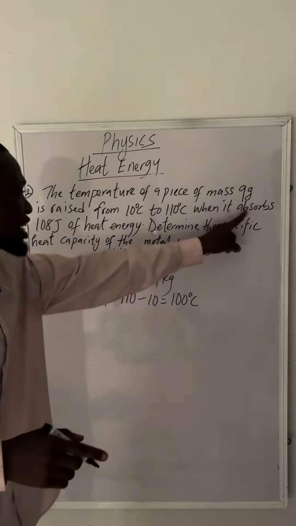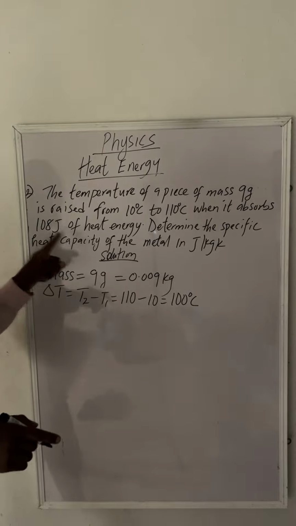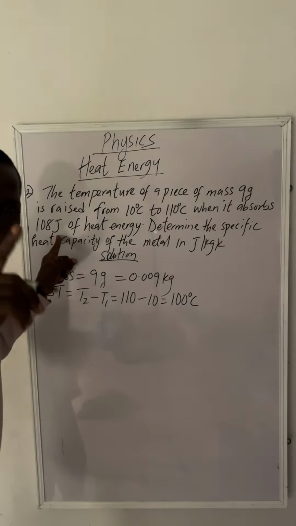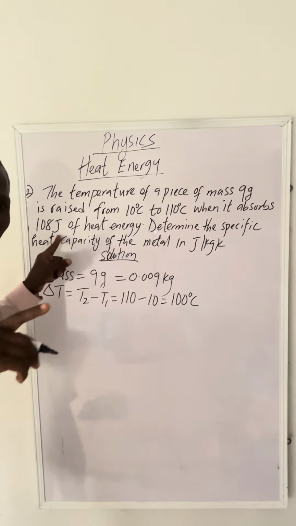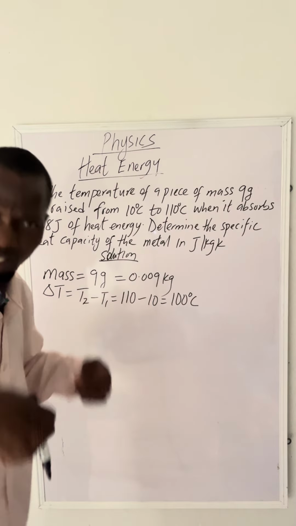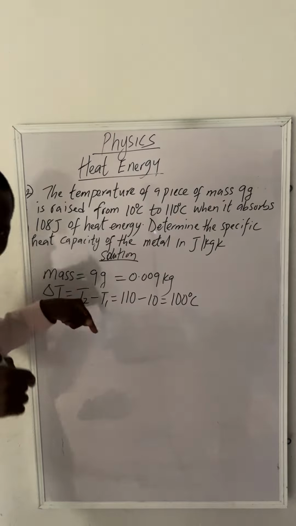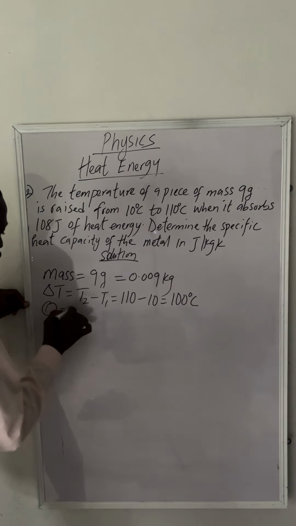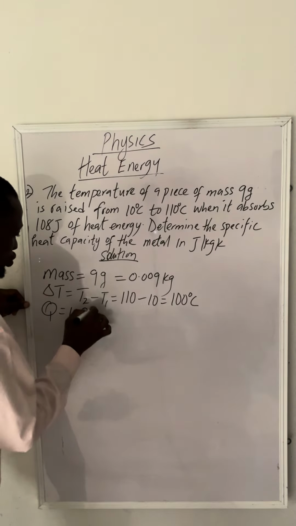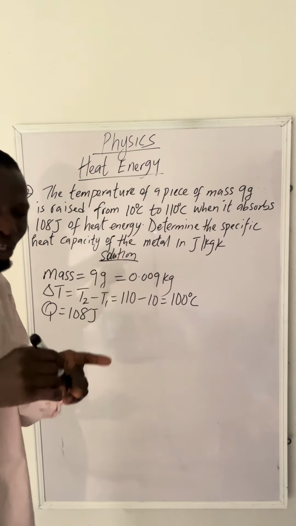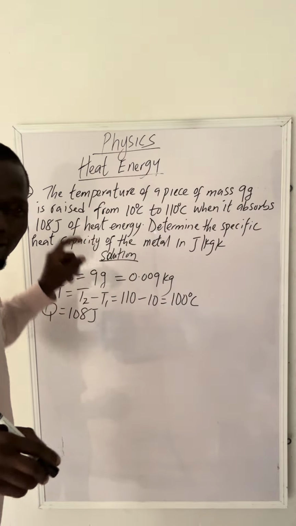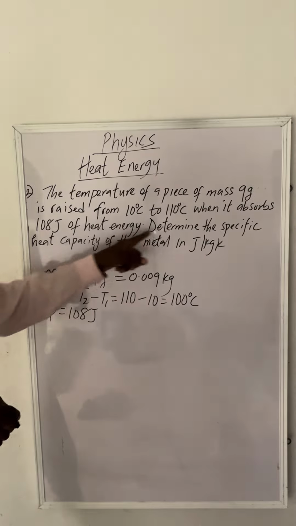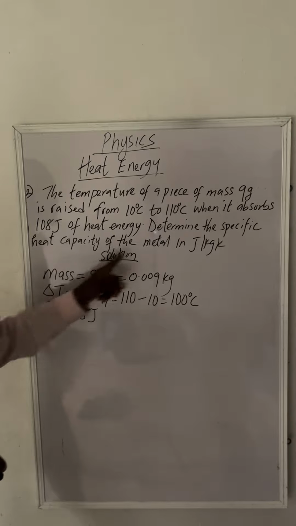Now, when it absorbs 108 joules of heat energy. Now, joule, what is that parameter that has the unit of joule? The quantity of heat itself has this unit. So meaning that this time around, they've given us the quantity of heat. So Q is equal to 108 joules. So it is very important to be able to identify each parameter and their unit. Very important.